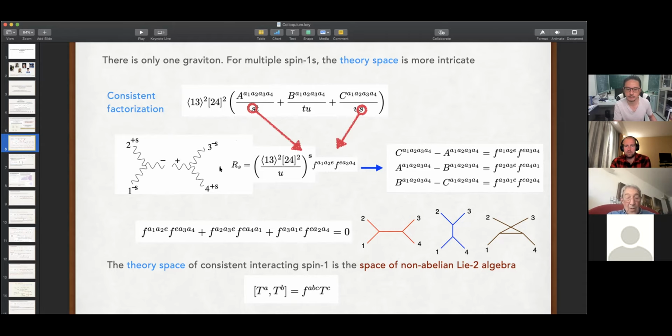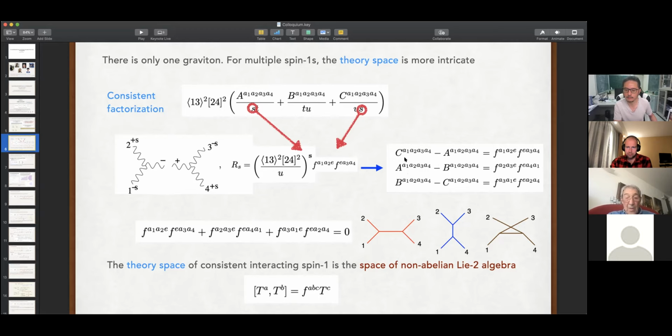So you have that this thing must factorize into this residue on the pole, but then it has three poles. It has three possible factorization channels. So you want this to be consistent for all three. To have this be consistent with all three gives you an algebraic identity. So each of these identities is derived from the consistency on each channel.